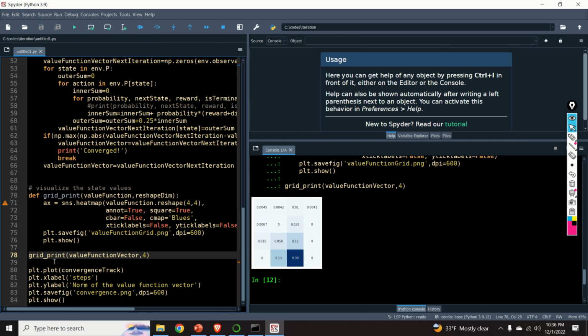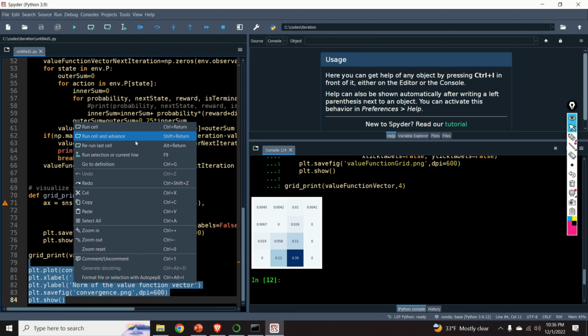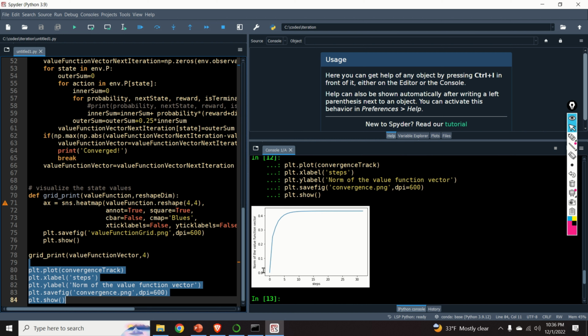And finally, let us plot the convergence. Basically, this graph plots the 2 norm of the vector vk, that is, we plot the Euclidean 2 norm of vk, that's represented like this, and we can see that after 6 or 7 iterations, our algorithm converges.